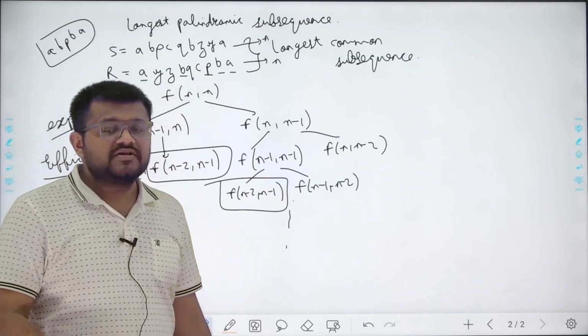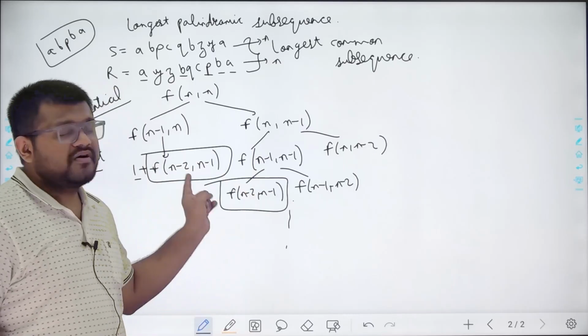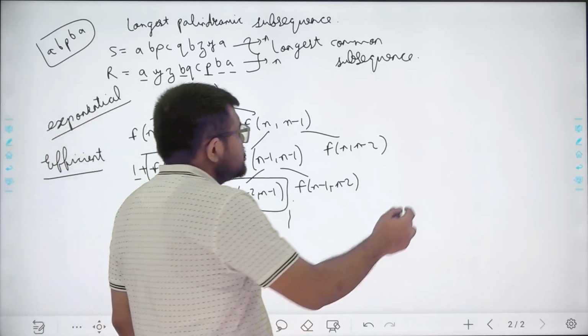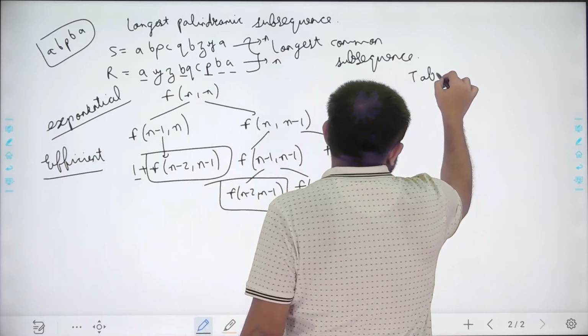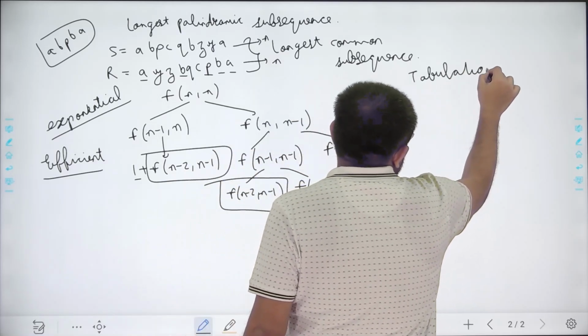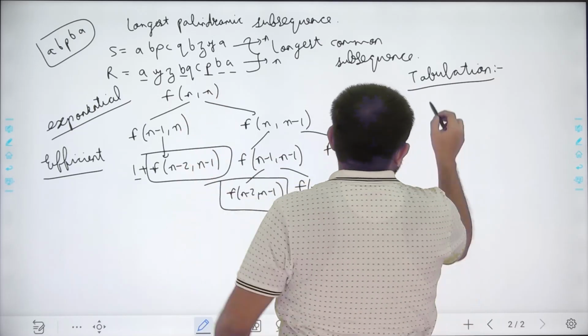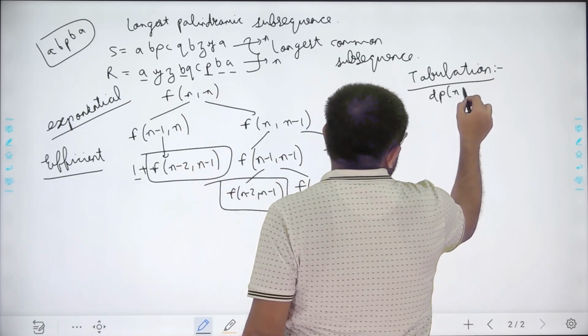So there are overlapping subproblems, so I can convert this problem into a dynamic programming problem. I will solve this problem using the tabulation method. Okay, now what will be my dp state table? Since I have two parameters, my dp table will also have two parameters.